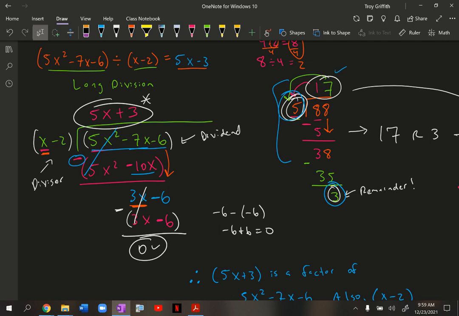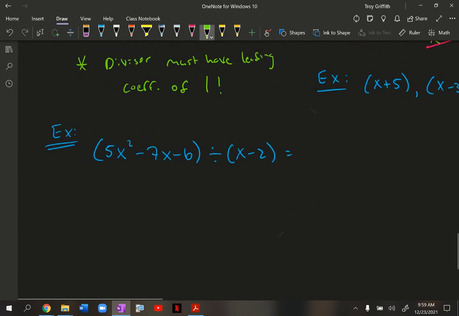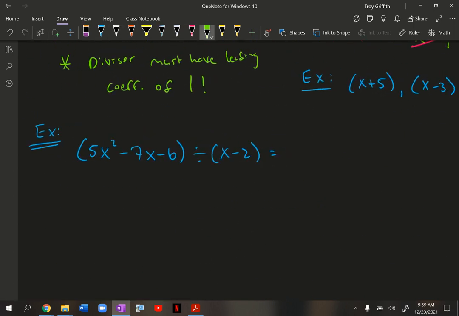We did this by long division, and we know that the answer to this should be 5x plus 3, because we did this earlier with long division, and that's what we got. We talked about multiplying x minus 2 and 5x plus 3, and this is what we got. So we said, hey, if you did this in reverse and divided, then we should get 5x plus 3, and then we showed that with long division.